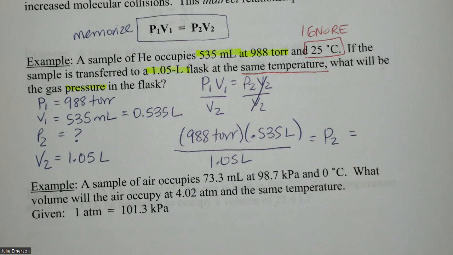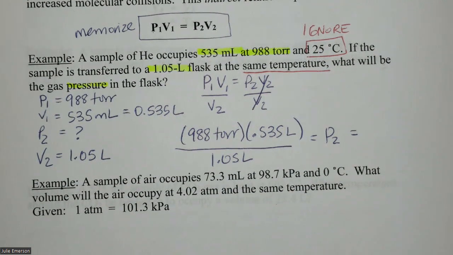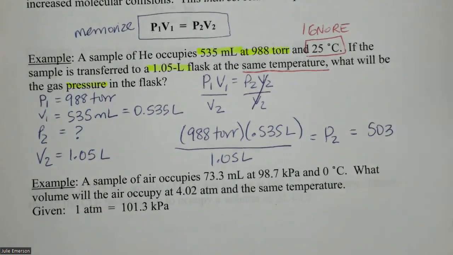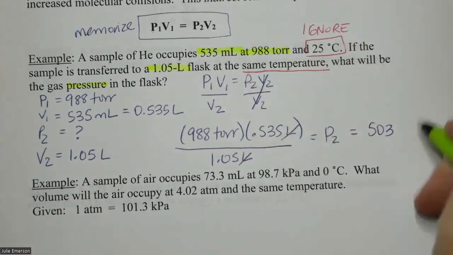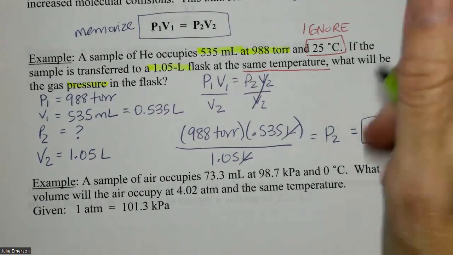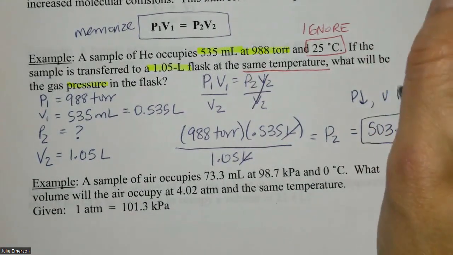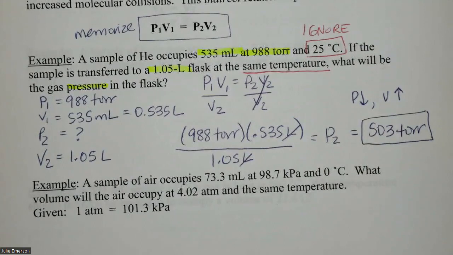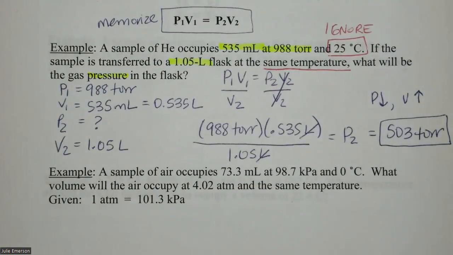We're going to keep three sig figs. Everything's got three. Answer I get here is 503. And the unit that I'm left with is the same unit as P1, which is torr. Pressure went down because volume went up. So that looks like it makes good sense. All right, so nice and easy. P1 V1 equals P2 V2. That's Boyle's law.